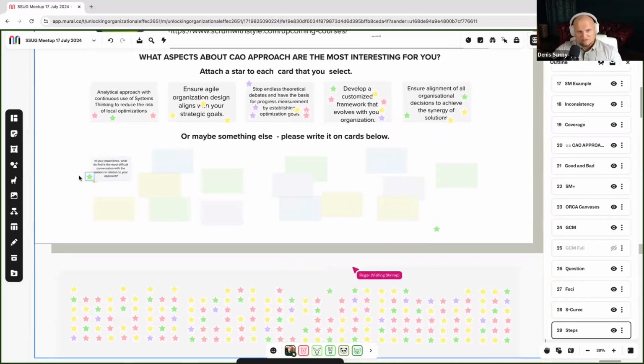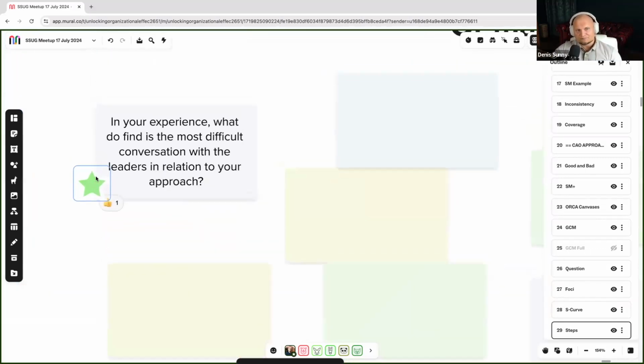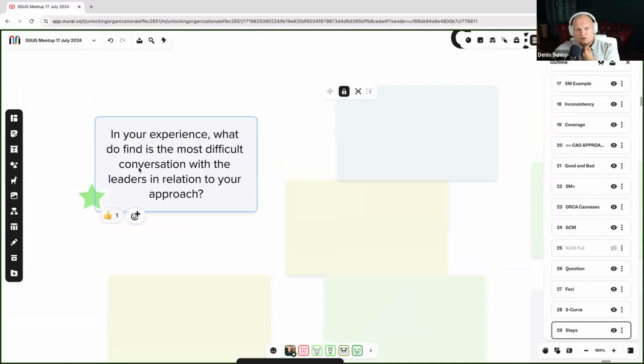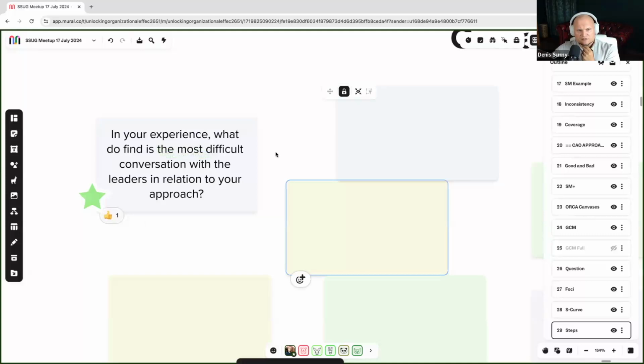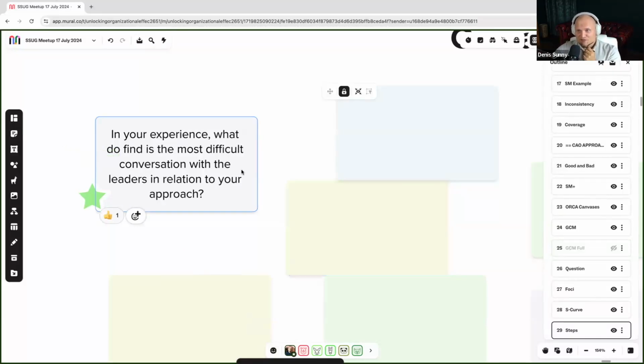I see that we've got one card here. In your experience, what do you find is the most difficult conversation with the leaders in relation to your approach? The most difficult is to get them to give several minutes to just explain this. That is the most difficult.